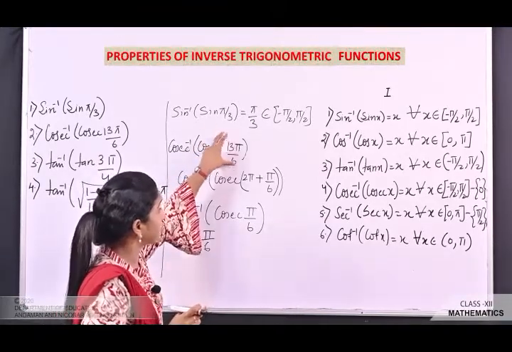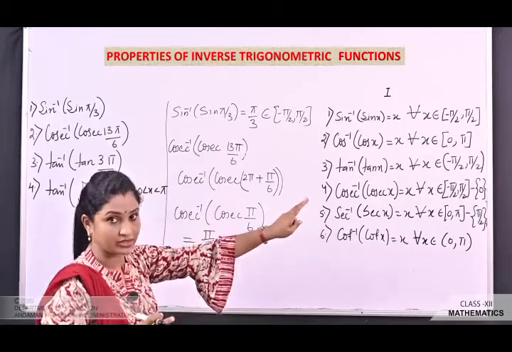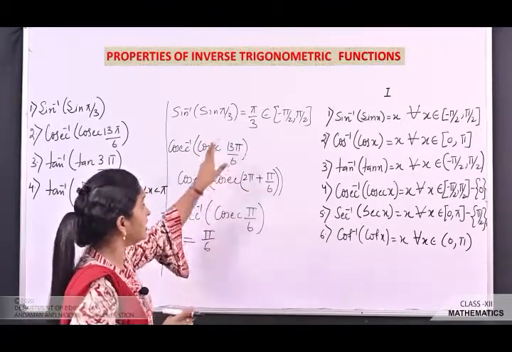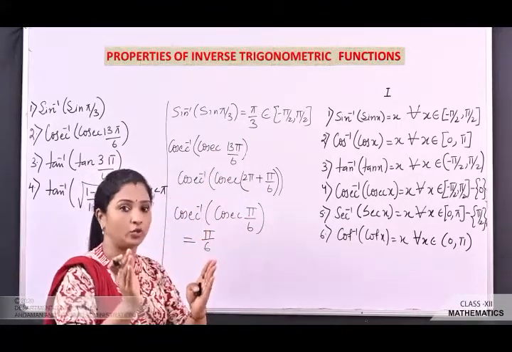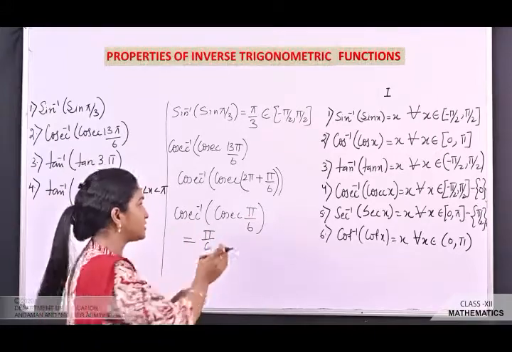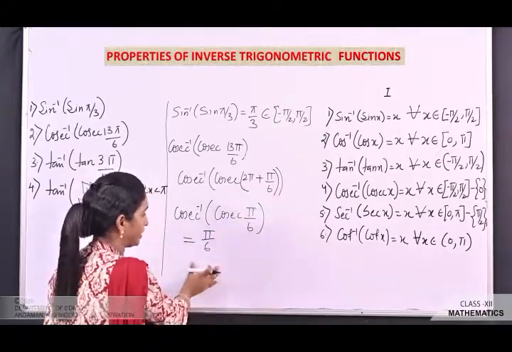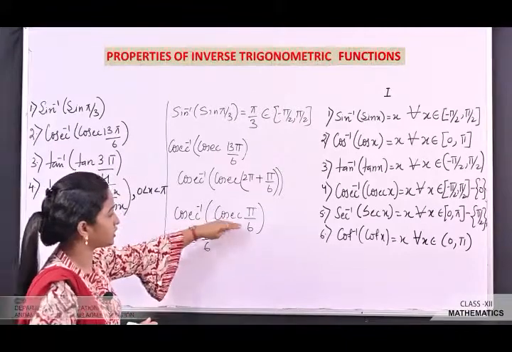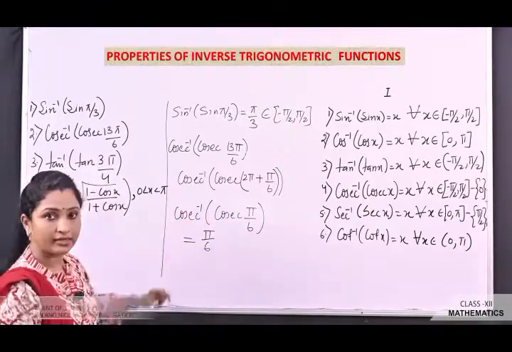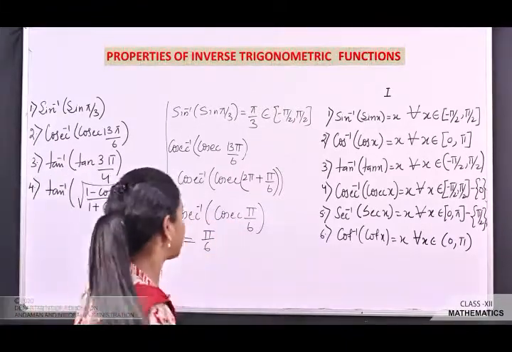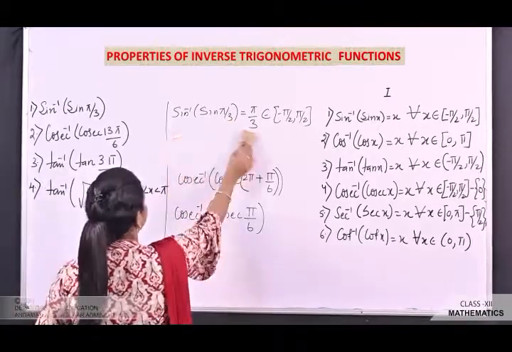Whenever you are getting a question, the most important factor is the conditions. You have to see whether the value lies in the domain or not. If it doesn't, you have to do some modification like this and you have to get the answer. So finally cosec inverse of cosec pi by 6 is equal to pi by 6. I think it's clear. Now we'll see the next question, that is the third one.